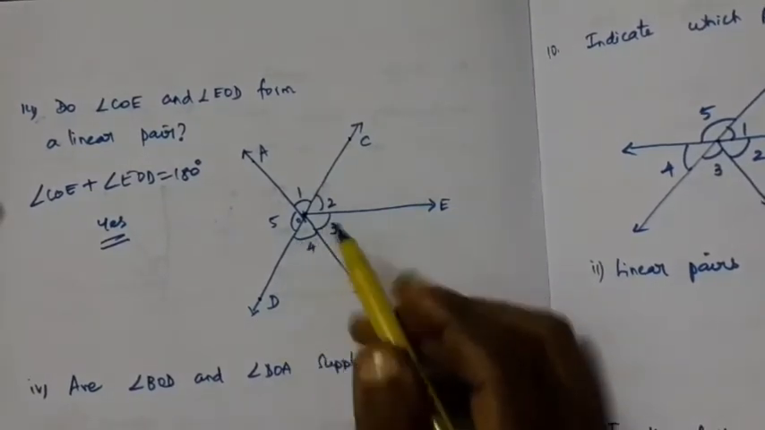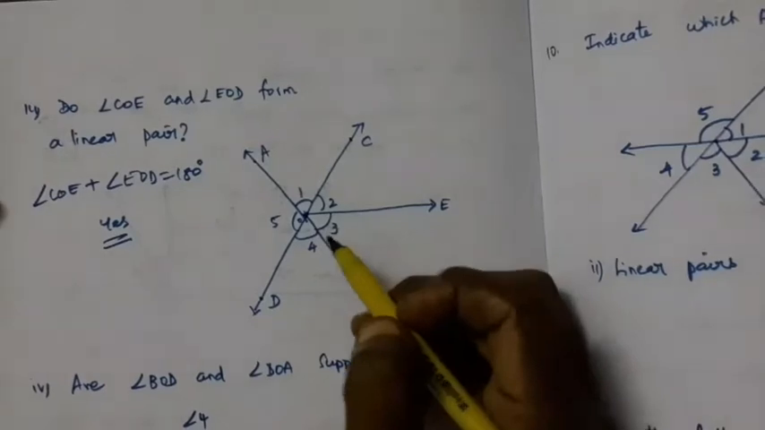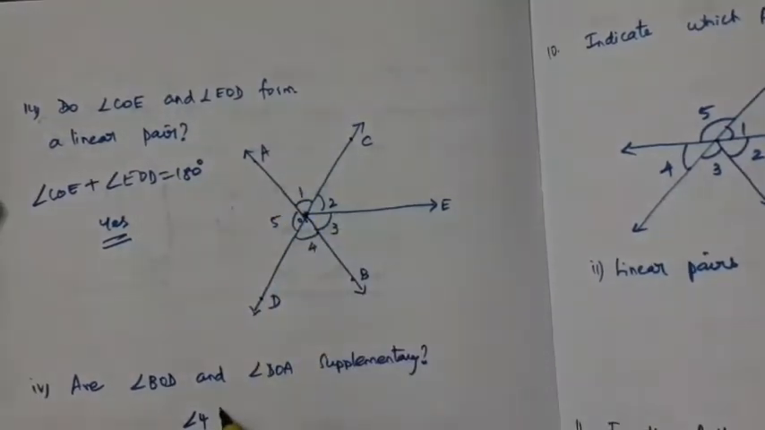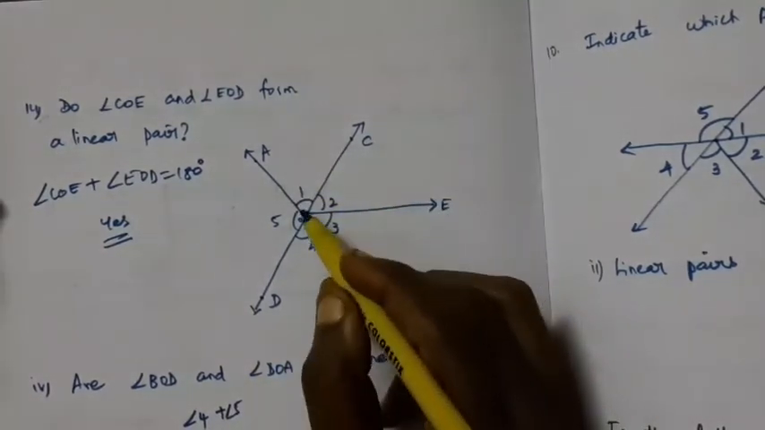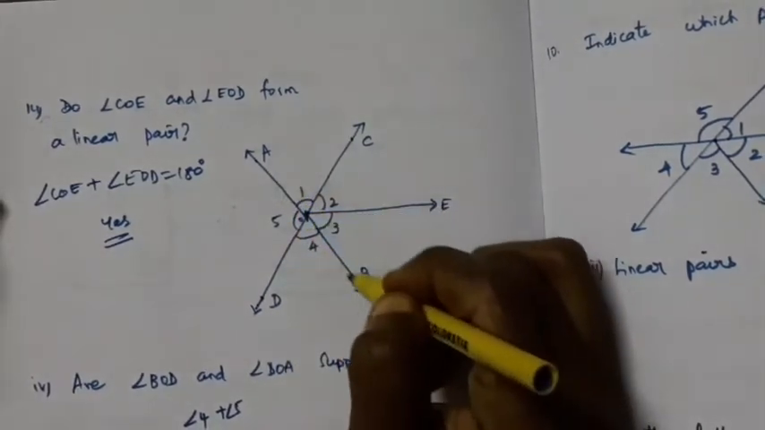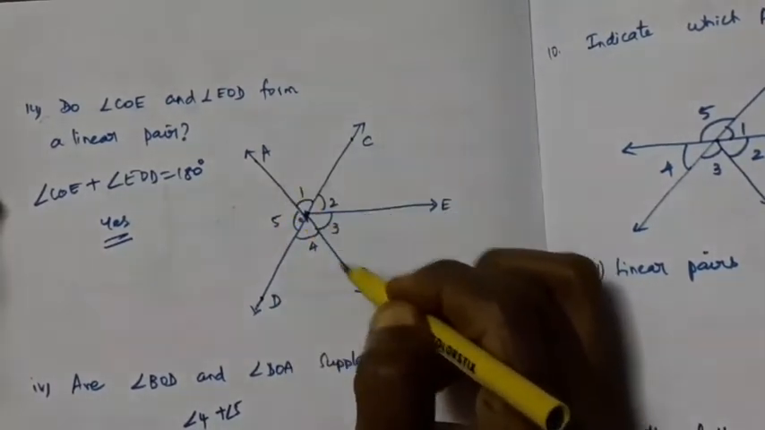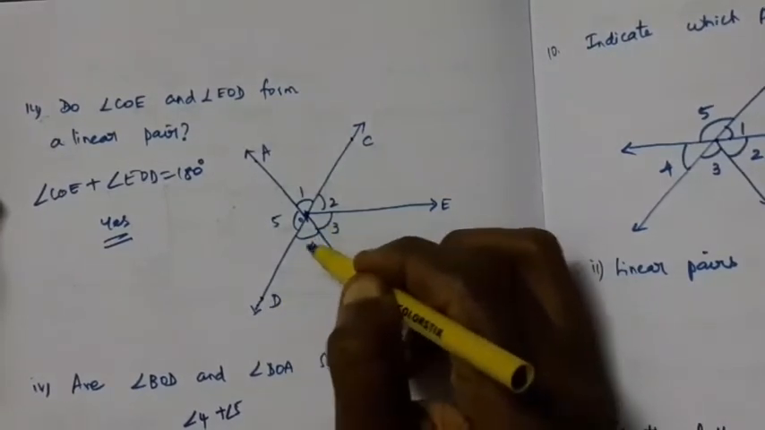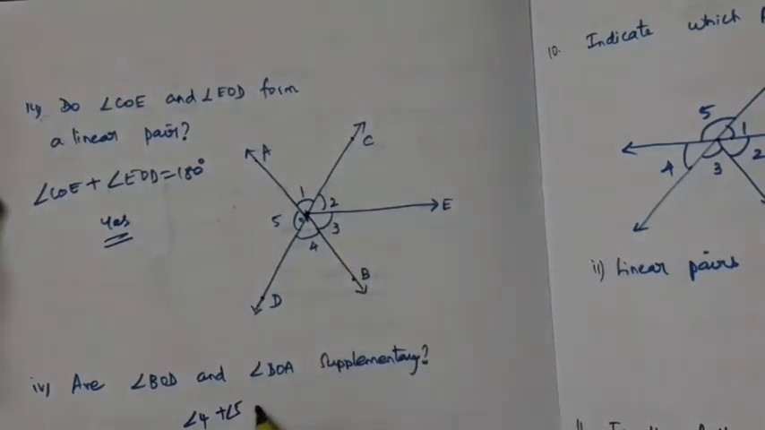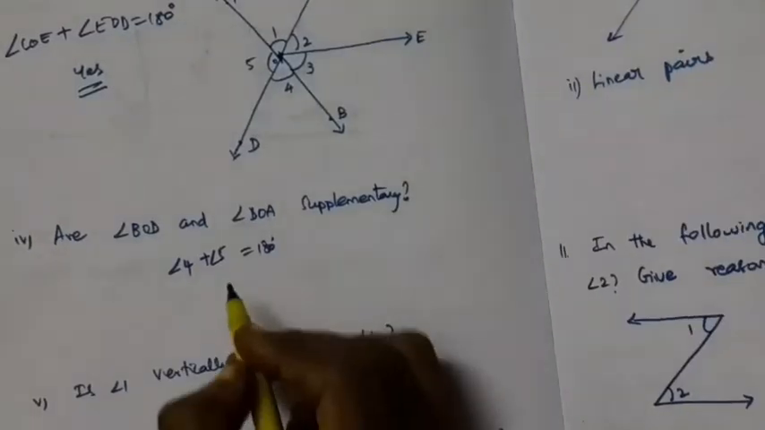BOD is angle 4. Angle 4 is here. What is DOA? DOA is angle 5. Because BOD and DOA form a straight line, that straight line is split by another line, D. So angle 4 and angle 5 together give 180 degrees. So they are supplementary.